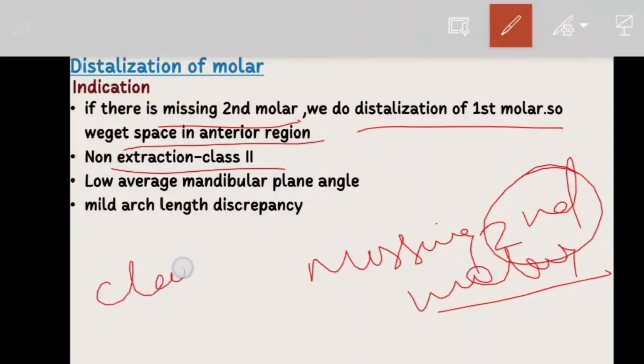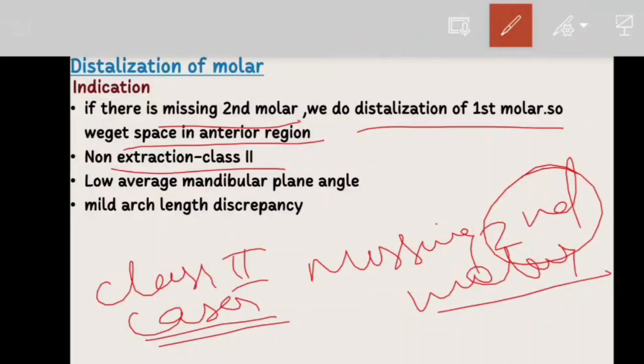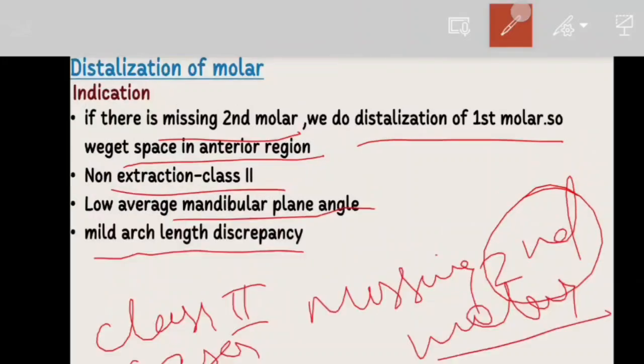So in class second cases, we do distalization of the molar in low average mandibular plane angle and in mild arch length discrepancy. Okay, there will be mild crowding, then we can do distalization of the molar.